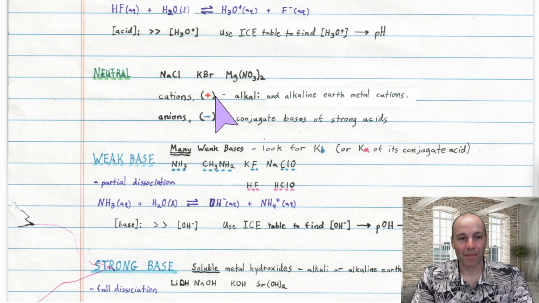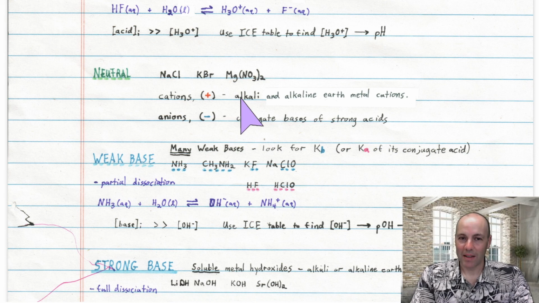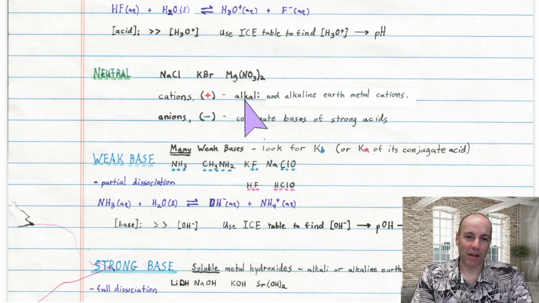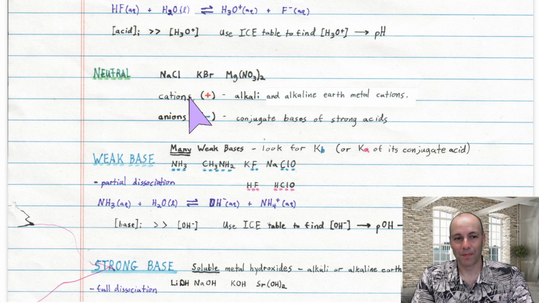So, cations are neutral if they're alkali and alkaline earth metal cations. It's only highly charged metal cations which are acidic. If you have a metal cation, but it's not highly charged, then it's going to be a neutral cation. And if you're dealing with an alkali or alkaline earth metal cation, then those are all neutral.